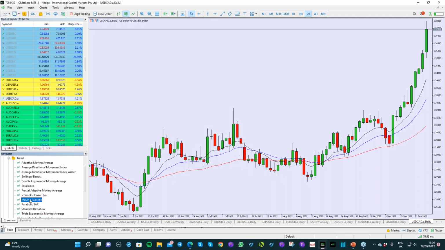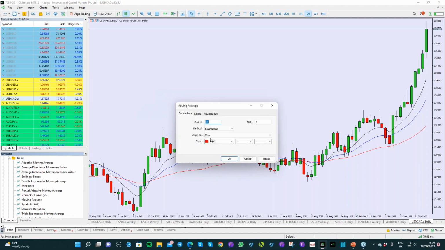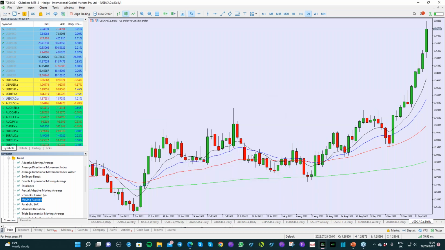And then finally, dragging and dropping another one. That is going to be my 200 moving average, and I'm going to have that in green. And click OK. So there I have 4 moving averages on my charts.